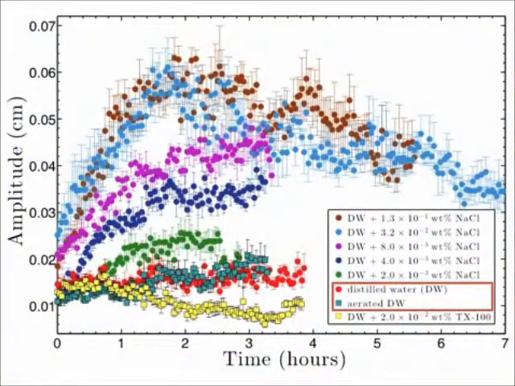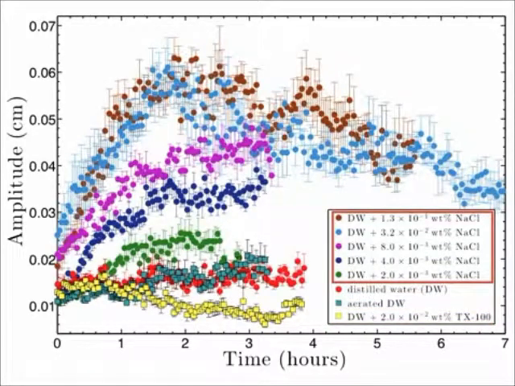So using image analysis and Fourier methods, we found that growing ripples are not present on distilled water icicles, even when we saturate the water with dissolved gases. Growing ripples are also not produced when we add Triton X100, which is a non-ionic surfactant that we use to reduce the surface tension of the water. On the other hand, ripples appear on icicles made from saline water, even at very low concentrations.